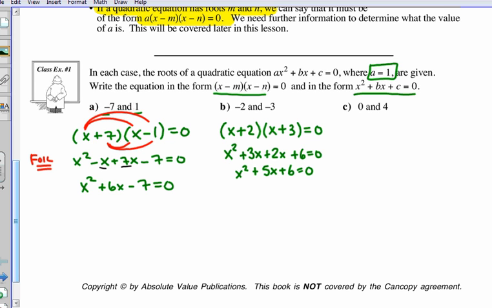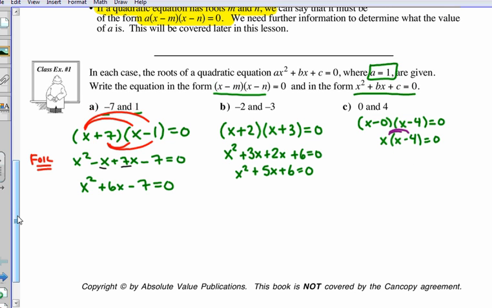Okay, let's look at one where it's 0 and 4. So you'd have x minus 0 and x minus 4. Again, they're opposite signs. What is x minus 0? It's just x. So we could just write x times x minus 4. And now the nice thing about this one, we just have to use distributive law to expand it. X times x is x squared.